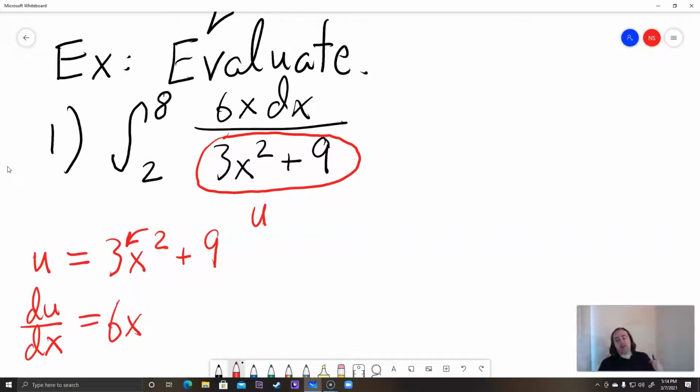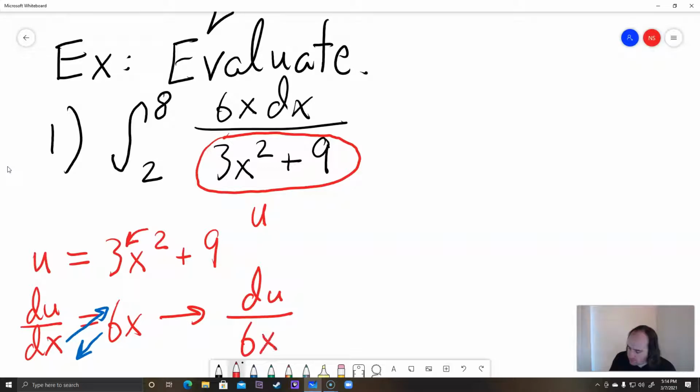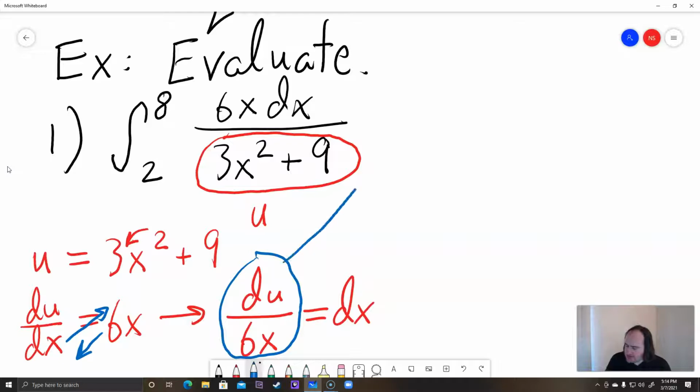Okay, and then if you follow my approach, I isolate dx. Okay, so here I'm going to multiply both sides by dx and divide both sides by 6x. So that's going to give me du over 6x equals dx. Okay, so we're going to plug in du over 6x in for dx.